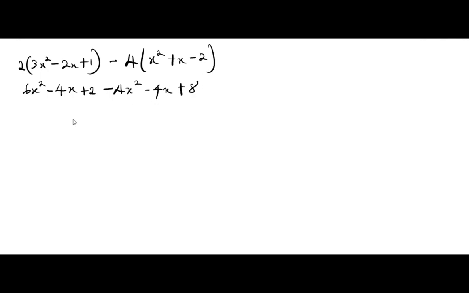Then I'll combine the like terms. You have 6x squared and 4x squared are like terms, so you have 6x squared minus 4x squared. You have 2x squared. Then you have 4x and minus 4x are like terms, so you have minus 4x minus 4x. That will give minus 8x. Then you have 2 plus 8, that will give positive 10 or plus 10.